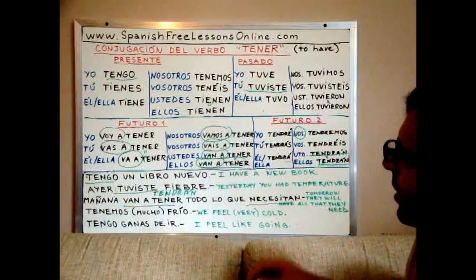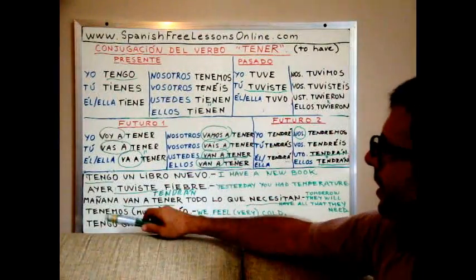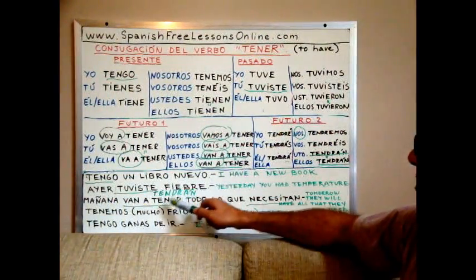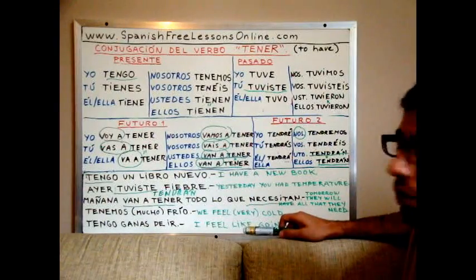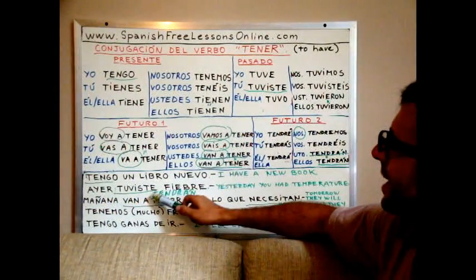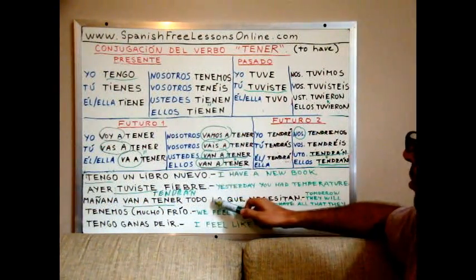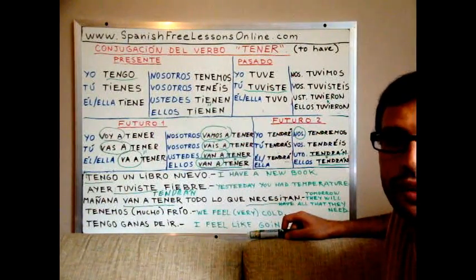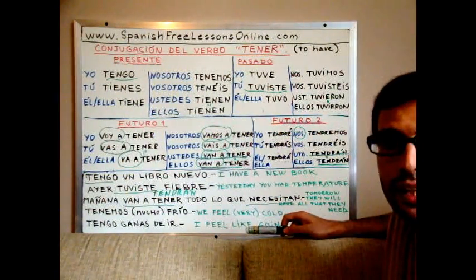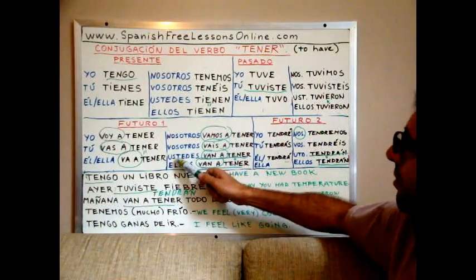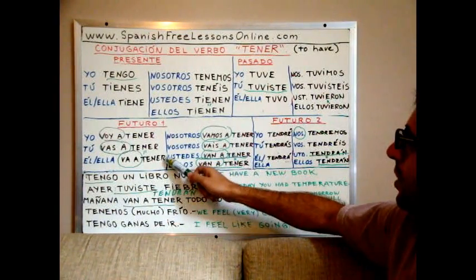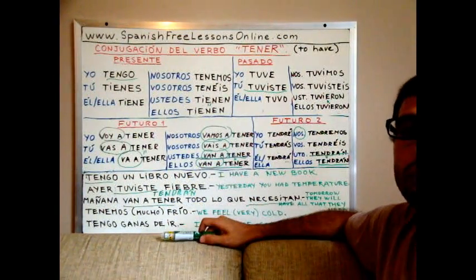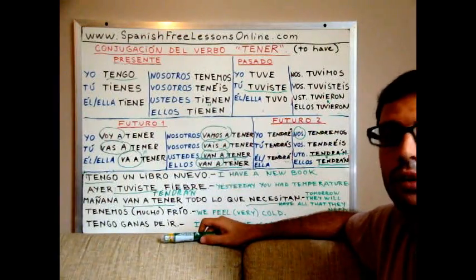Okay. So, mañana van a tener todo lo que necesitan, or mañana tendrán todo lo que necesitan. That means tomorrow they will have all that they need. Or if we're talking about ustedes, tomorrow you will have all that you need.